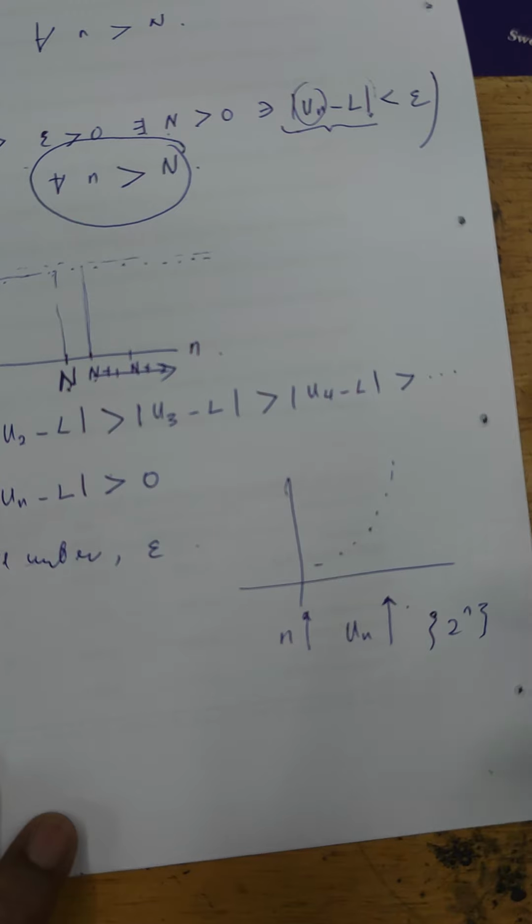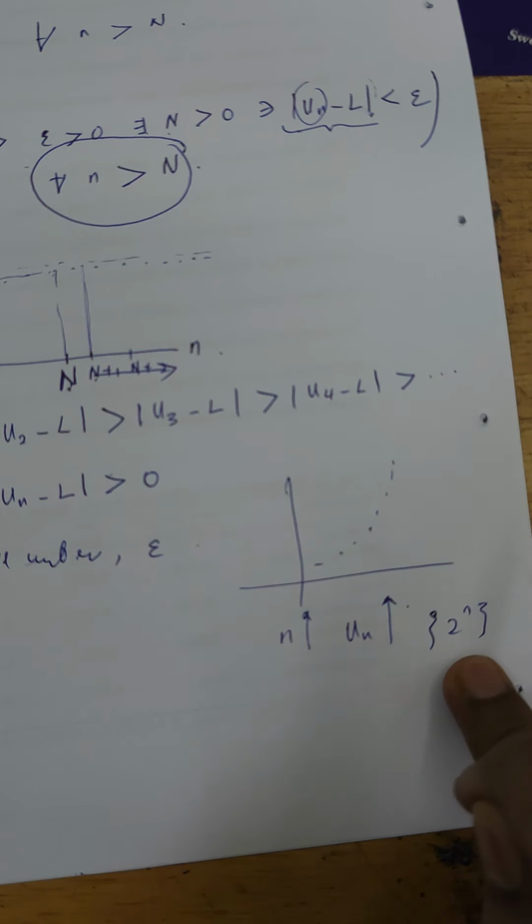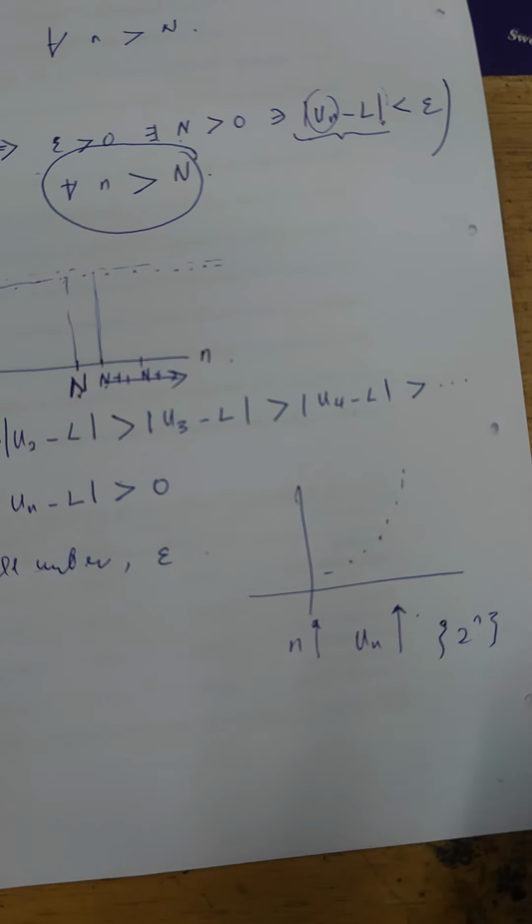And as we have shown earlier in this video, this kind of sequence is a divergent sequence, or we say an unbounded sequence. Unbounded sequence or divergent sequence.